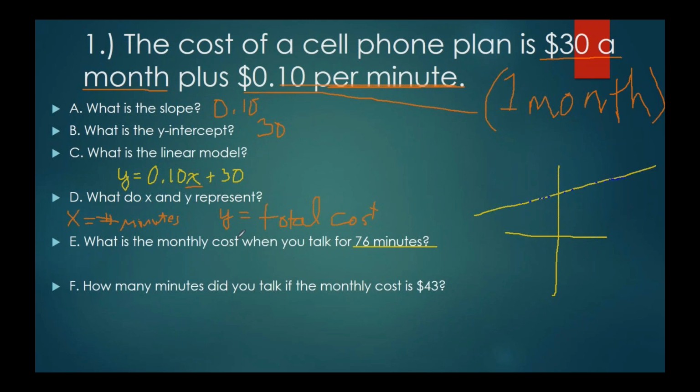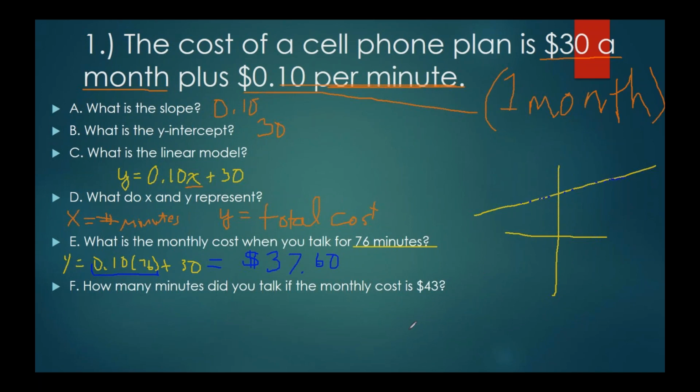You put it in for X. Very good. It's minutes. Minutes is X. So Y equals 0.10 times 76 plus 30. And then it's order of operations. So you do just need to make sure that you multiply these numbers first, then add your $30. And what would be the total cost if you talk for 76 minutes? $37.60. Very good.